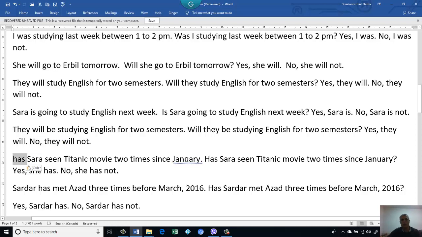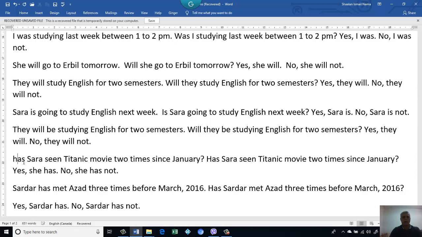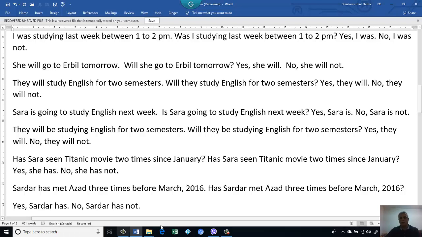If we look here, then we have to change the full stop or period to question mark, and then make here a capital. Then I have my yes or no or short answer question, as we see it here. Has Sarah seen Titanic movie 2 times since January? Yes, she has, or no, she has not. The reason I use has here is because has is an auxiliary verb, as you saw here in the beginning.